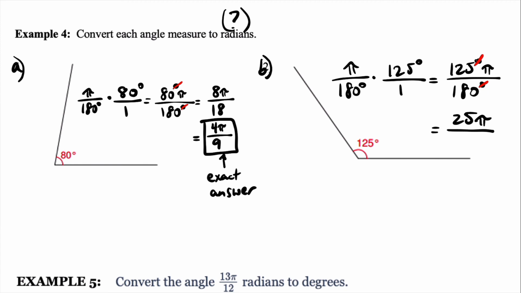And if I divide 5 into 180, I think I get 36. So 25 pi over 36. Can I reduce that anymore? I don't think I can. I think that's as far as I can reduce it. Done. So 125 degrees is the same thing as 25 pi over 36 radians.